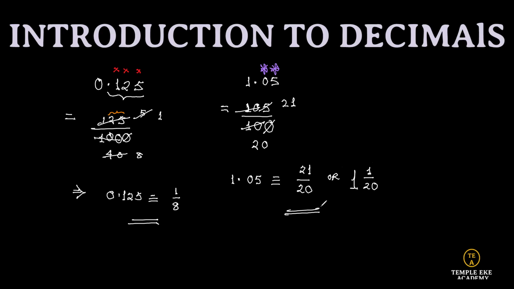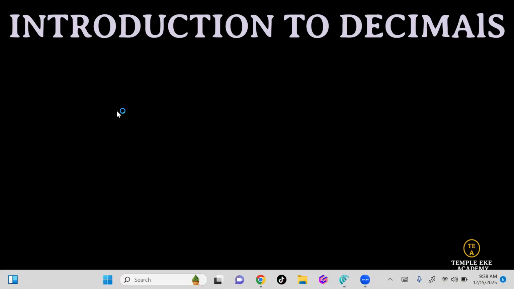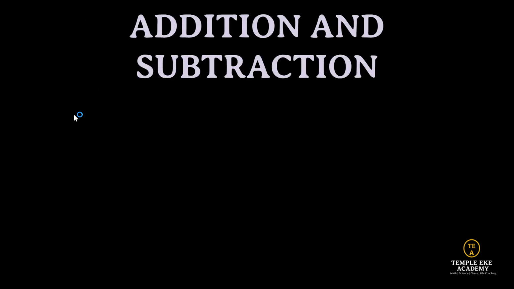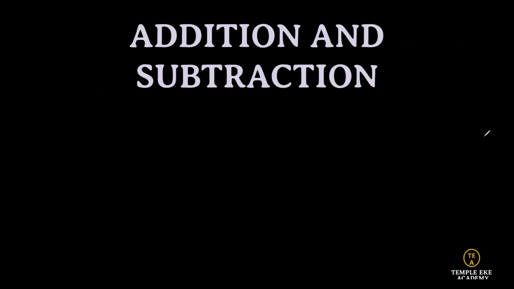Let us move further by looking at operations involving decimals. Let's go: addition and subtraction of decimals. How do we do this? In order to add or subtract decimals, we must make their decimal points align. So alignment of the decimal point is the first thing to do.